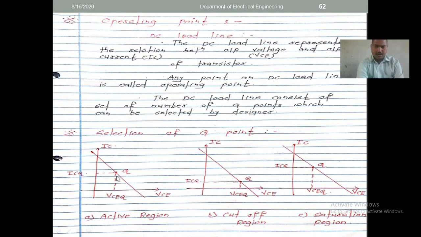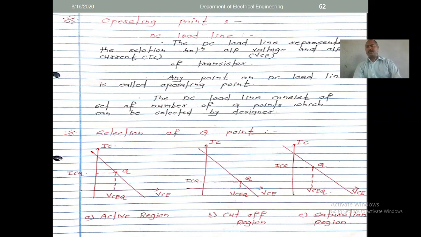If the Q point position is the center of the load line, it acts as an amplifier. If the position of the Q point is near about VC, it acts as a cut-off region and as an open switch. In this configuration, the center of the load line indicates that it acts as an amplifier. Now if the position is upward towards the saturation region, it indicates a closed switch. This is the thing with respect to the DC load line and its position.